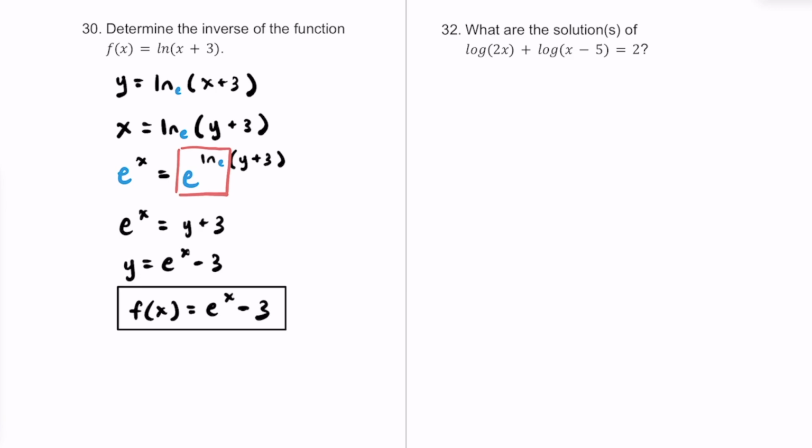First thing I'm going to do is notice that we have the same base for these logarithms. They're both base 10, right? They're not writing it, but it's implied that they're base 10. If they're the same base, then we can condense this into one logarithmic expression. So we can write log base 10 of the quantity of this 2x multiplied by this x minus 5. So if we have addition between two logarithms that have the same base, you can condense it using a product.